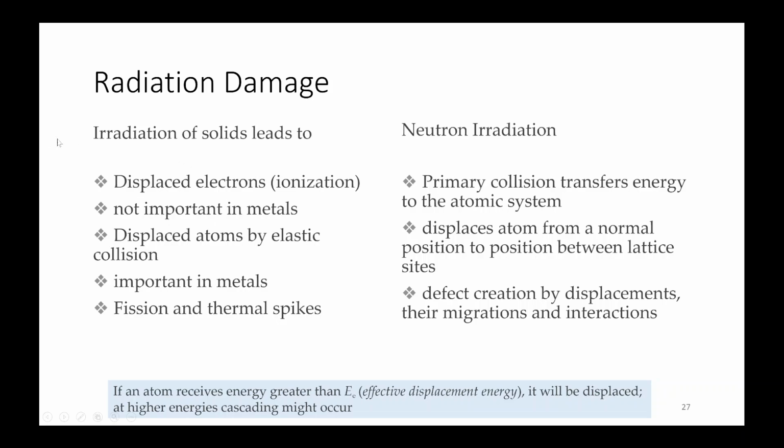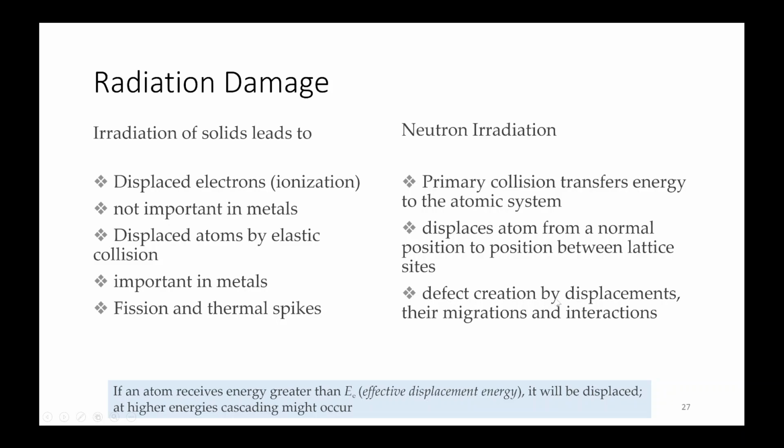So, irradiation in solids leads to displaced electrons, which can lead to ionization. This part is not important in metals. It can also displace atoms by elastic collision, and this is important in metals. There can be fission and thermal spikes as well. Now, in neutron irradiation, primary collisions transfer energy to the atomic system, and an atom is displaced from a normal position to a position between lattice sites. So this is your interstitialcy.